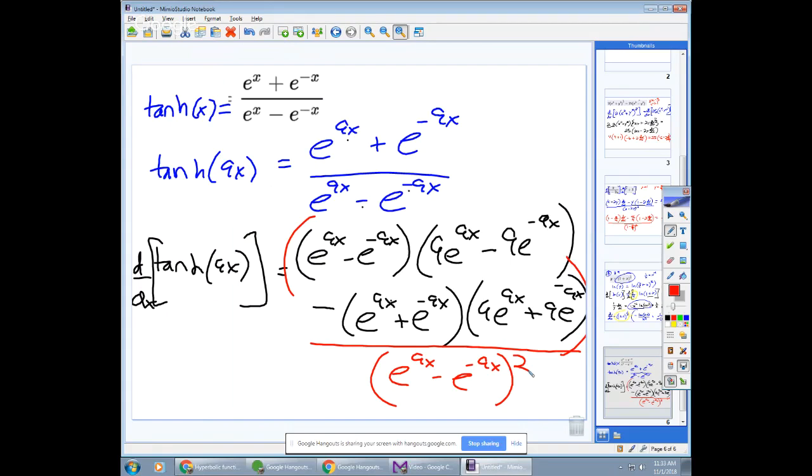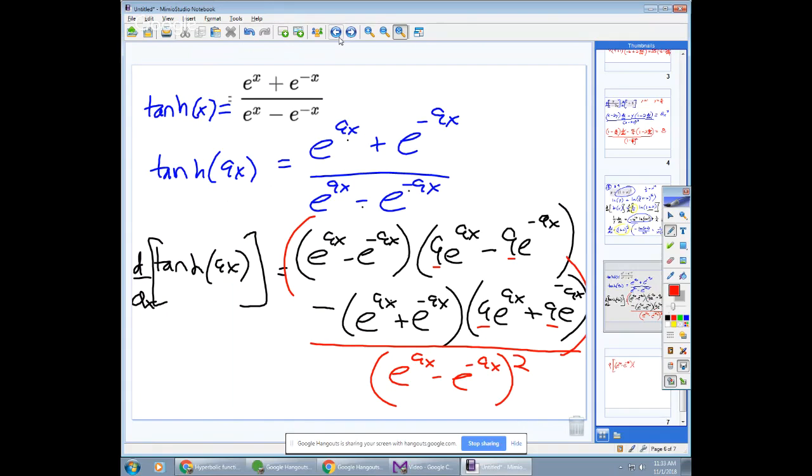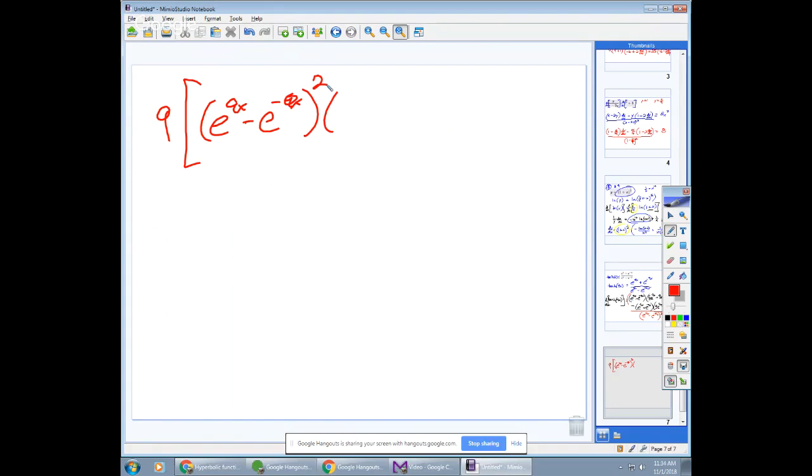Can you cancel? No, we can't cancel, but we can factor this. I think we can take a 9 out of those there. So we take a 9 out of the whole numerator. Check this out. If we do that, we're going to get a 9 times, in the first part, e to the 9x minus e to the negative 9x. Times, if we pull the 9 out, what's left? e to the 9x minus e to the negative 9x, the same thing. I'm going to get the square of that there.